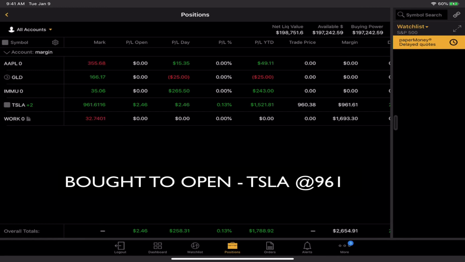0.13%. That is how you buy stocks in the ThinkorSwim platform of Ameritrade using an iPad. Thank you very much.